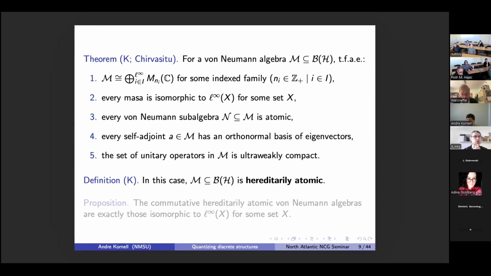But is ultra-weakly the same as weak star for bounded sets? Is it the same on bounded sets? It is, yes. I think it's just the same by definition. It's the same on all sets. By definition.